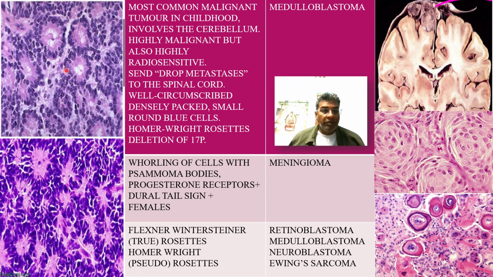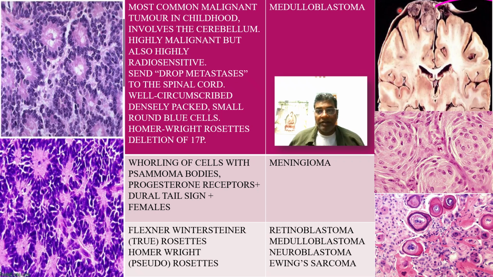In this picture, you can appreciate the center empty space surrounded by the cells. These are Flexner Wintersteiner rosettes. In this one, pink pale material is there at the center surrounded by the nuclei or the cells, and these are Homer Wright rosettes.